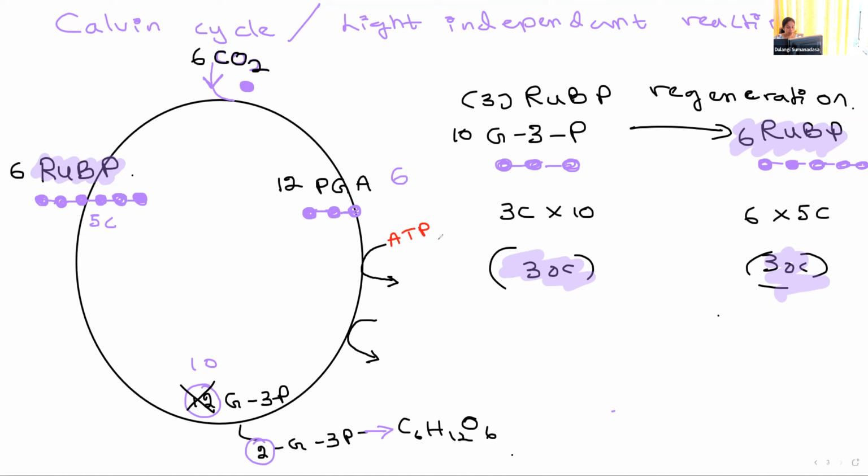ATP is going to go in and ADP and Pi are going to go out, right? Or you can just write down one. NADPH from the light dependent reaction goes in and comes out as NADP plus H plus. Because this is the first time, I'm going to write down everything.